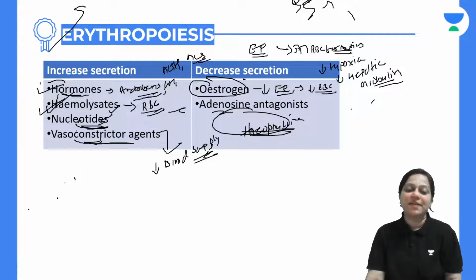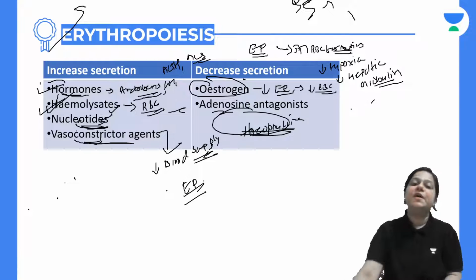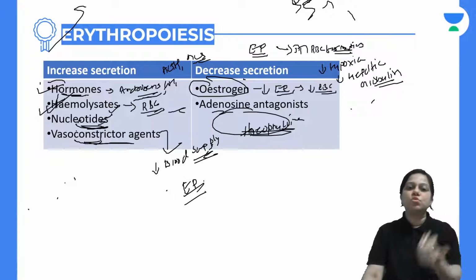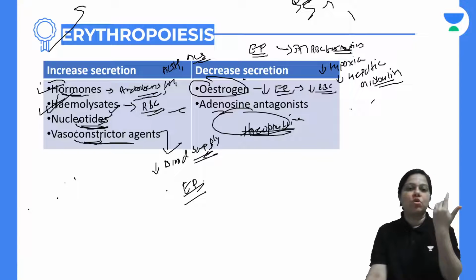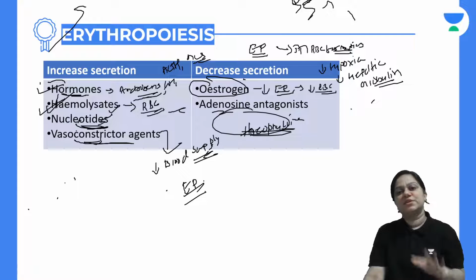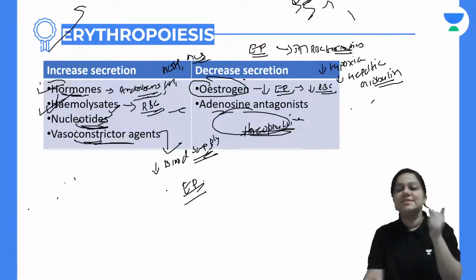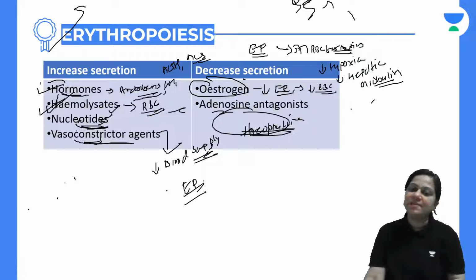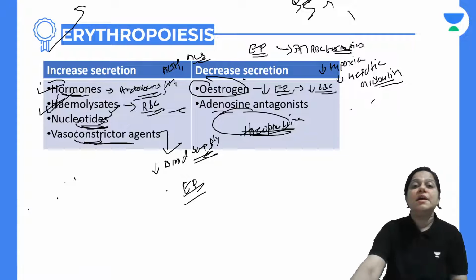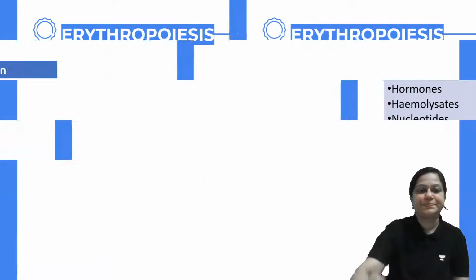So here I am discussing an important MCQ about erythropoietin secretion. The hormones androgen, growth hormone, adrenocorticotropic hormone, and glucocorticoids all increase erythropoietin secretion, so they increase erythropoiesis. Estrogen decreases erythropoietin secretion, so it decreases erythropoiesis.